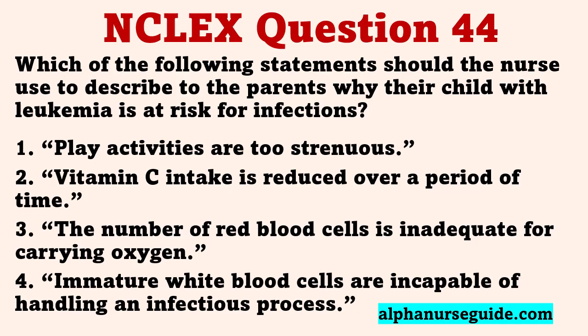The correct answer is 4. In leukemia, the number of normal white blood cells that are capable of fighting an infection is decreased. Although there is an increased number of immature white blood cells, they are unable to combat infection. Therefore, a child with leukemia is subject to infection. The major morbidity and mortality factor associated with leukemia is infection resulting from the presence of granulocytopenia.